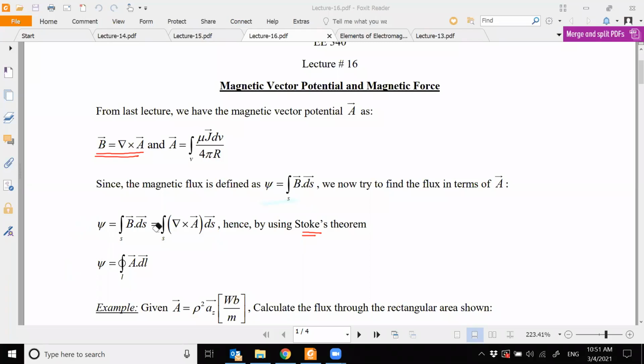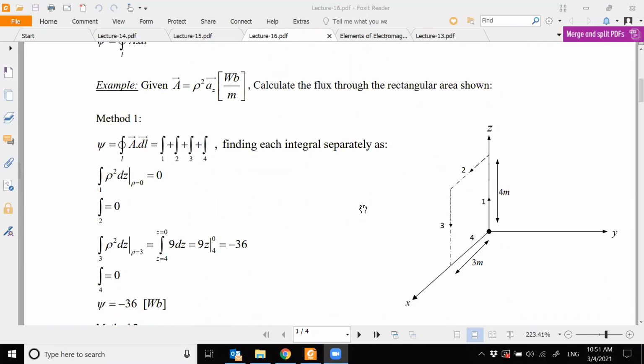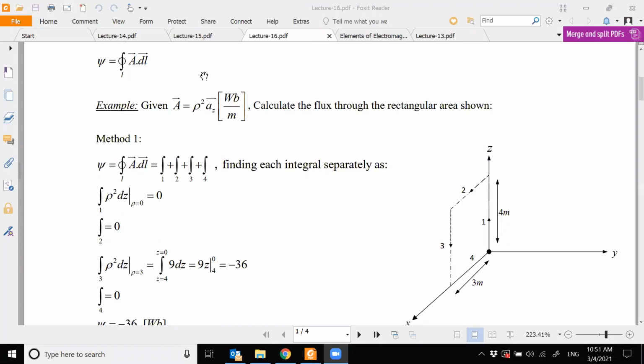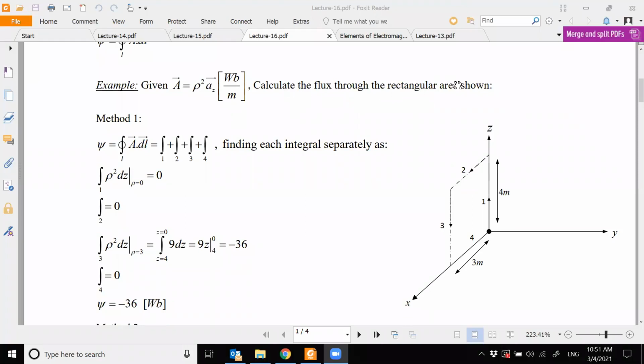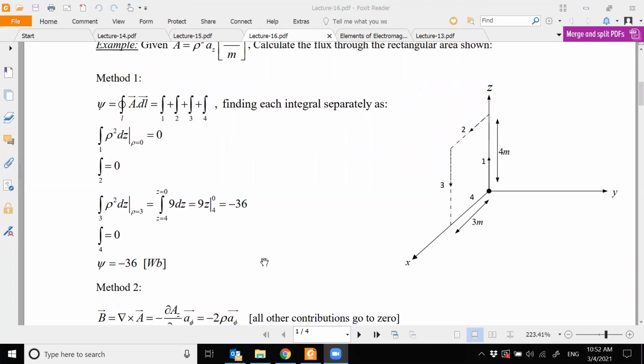Okay. So this is the magnetic vector potential. And you have a simple example here. Your magnetic vector potential A is given to you, which is rho squared az Weber per meter. By the way, I forgot to tell you, the unit of the magnetic vector potential is Weber per meter. And now you need to find the flux through this rectangular area. If A is given, you can find the closed line integral of A bar dot dl. So you just find the path which is enclosing this area. So this is the path. And evaluate the line integral over this path, and you will get the answer.